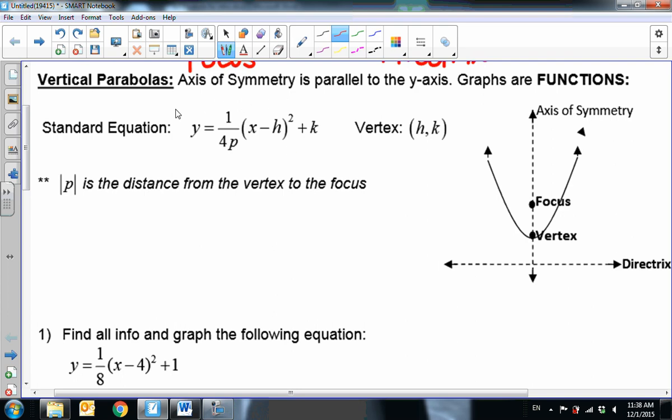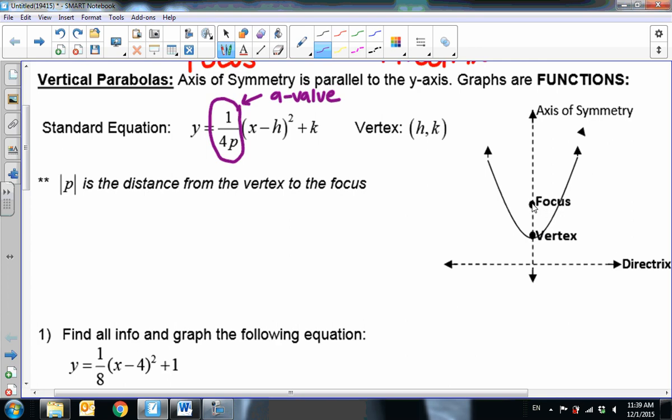This is the equation we are going to be using for these next 2 days. They're kind of weird, but it's just another way of thinking about vertex form. Okay, that's all it is. The only thing that's really changed is that our a value is now represented by 1 over 4p, where p is the distance from the vertex to the focus.